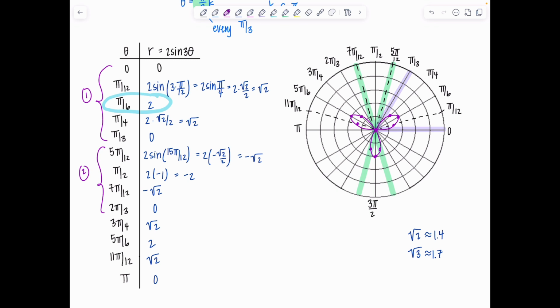Again, notice these points here where it's at the max length when the radius actually equals 2 happen at pi over 6, pi over 2, and 5 pi over 6. So here's the thing. A petal gets traced out every pi over 3, right? 0 to pi over 3, add another pi over 3, add another pi over 3. Halfway between is where it hits the max length.